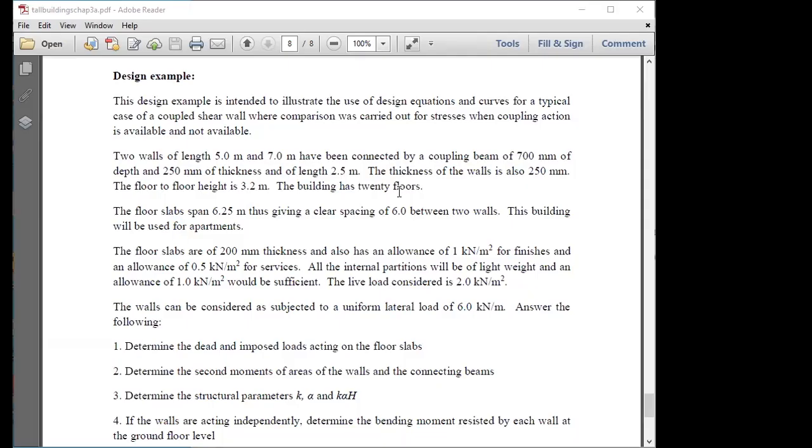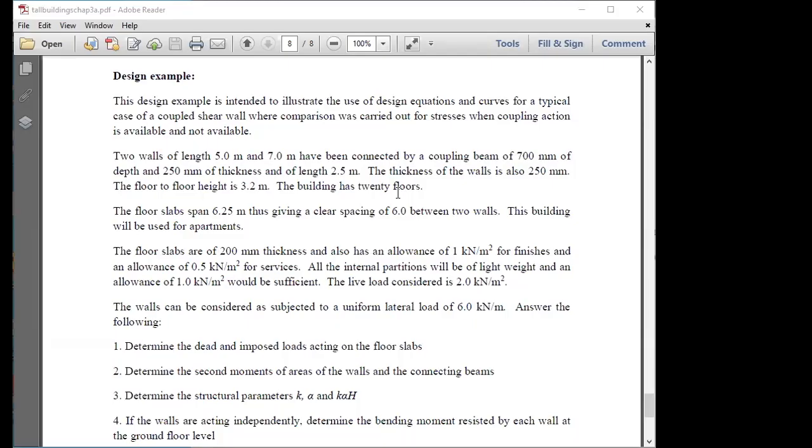Coupling beam is 700 deep, 250 millimeter thickness. If you want, you also can just draw a sketch of this information so that you will be able to follow what you are going to do. Can you all just make a sketch of what you are discussing?